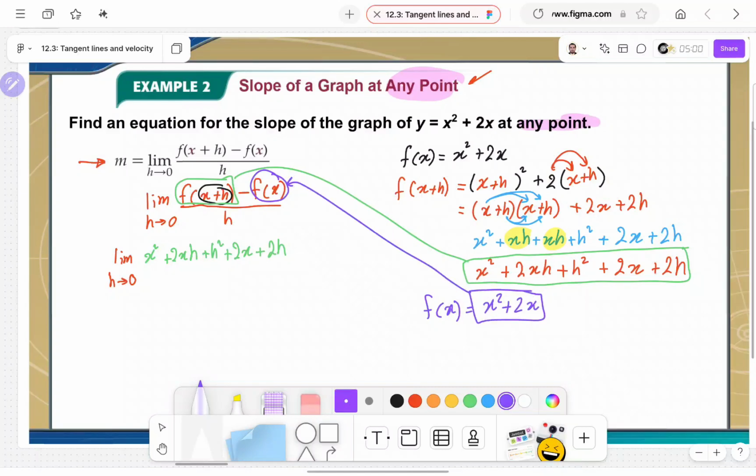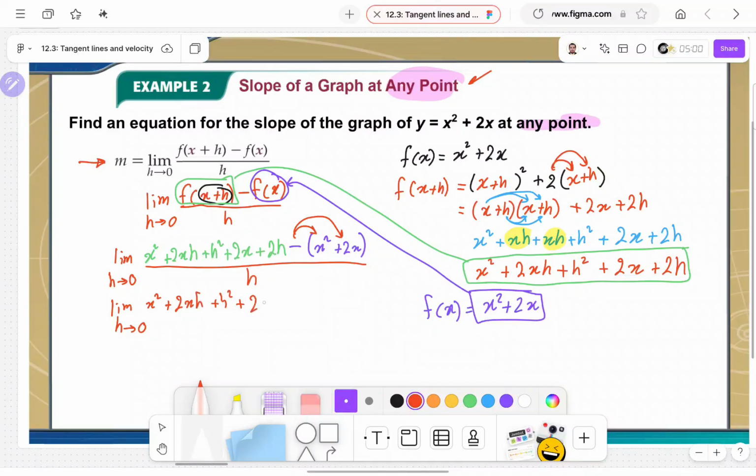So let's replace this term with x squared. So now minus, okay, x squared plus 2x. Now all of that is over h. Now let's distribute the negative for every term. So it will be limit when h approaches 0, x squared plus 2xh plus h squared plus 2x plus 2h, minus x squared minus 2x.